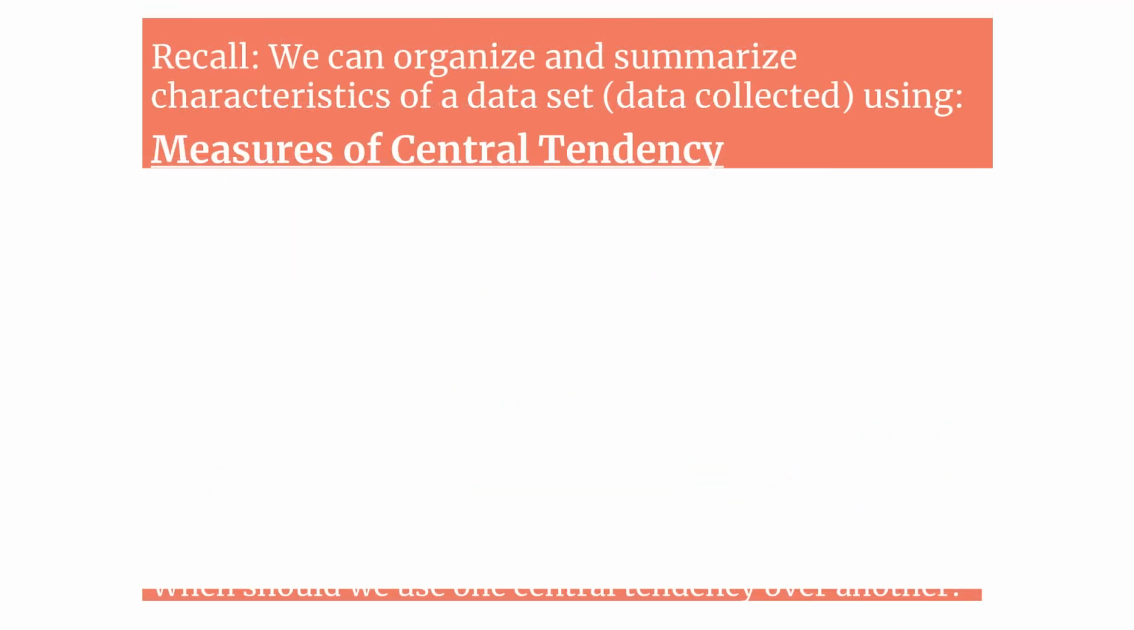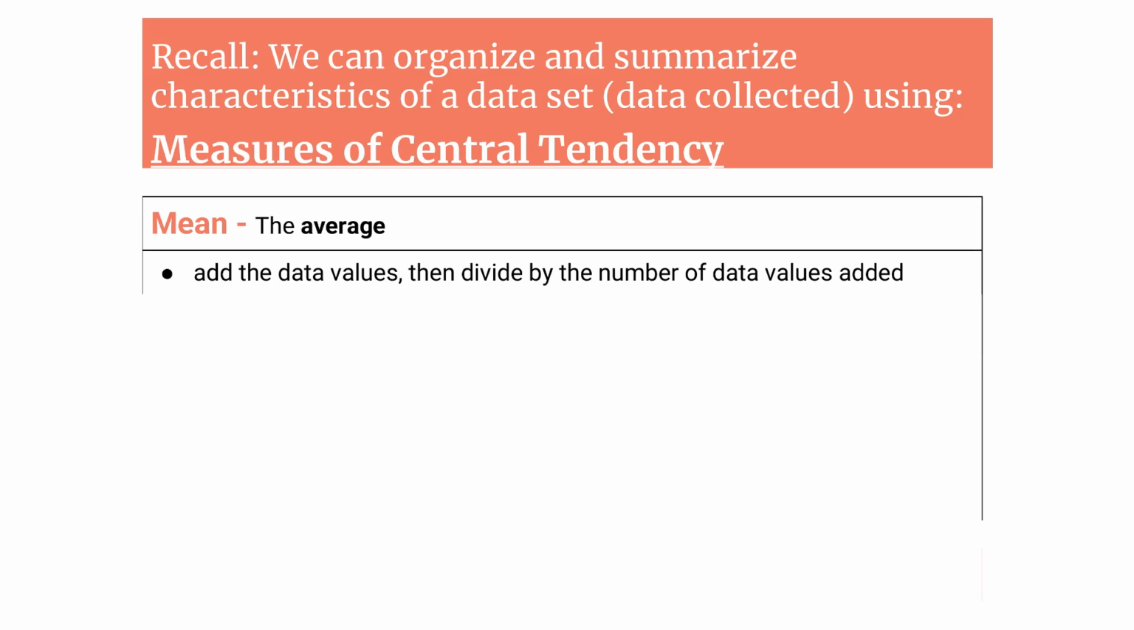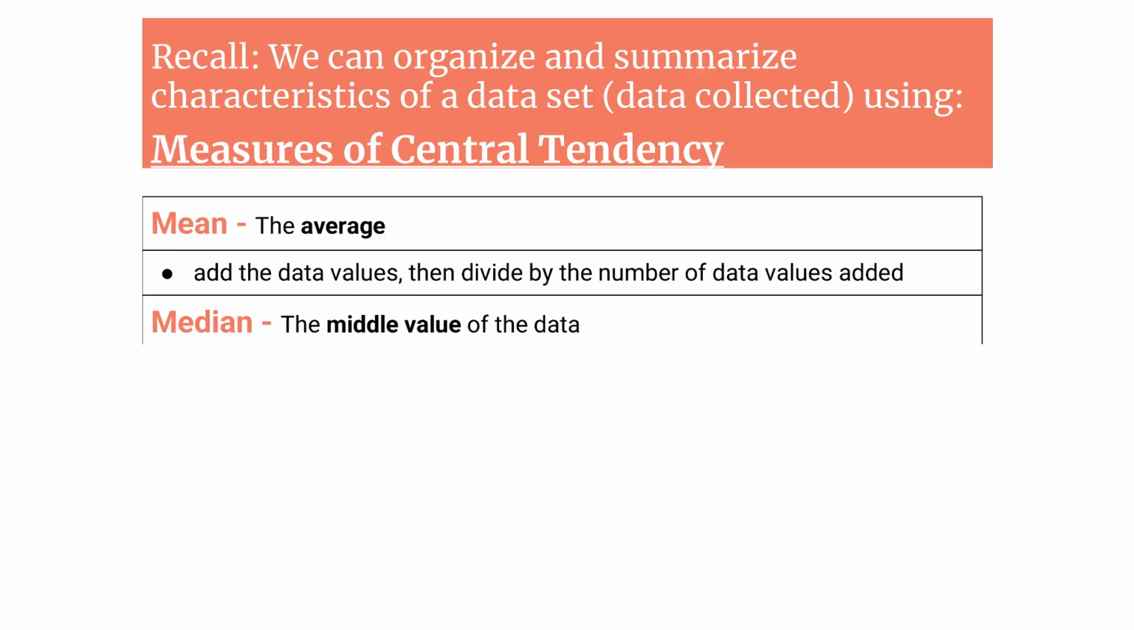Previously, we've talked about measures of central tendency, so just a quick refresher. The one we're most familiar with is the mean, which we often refer to as the average. Basically, to get that, we add up all the values and divide them by the number of data values that we added. The next one we use quite often is the median. That's the middle value of the data.